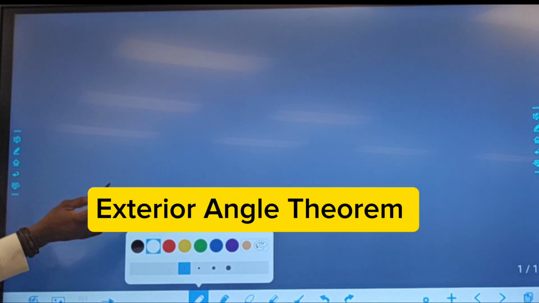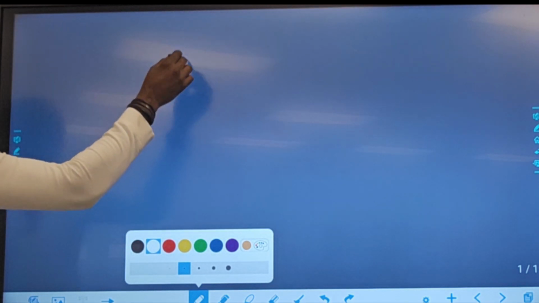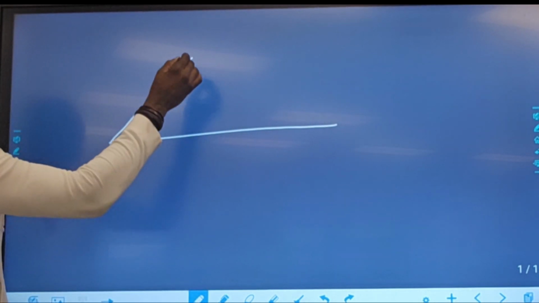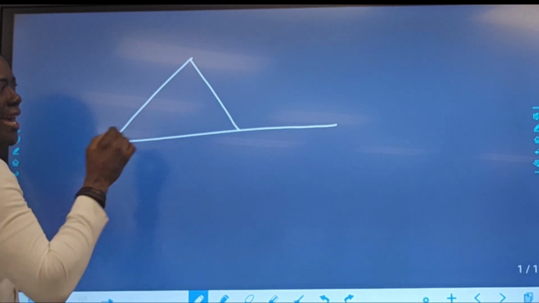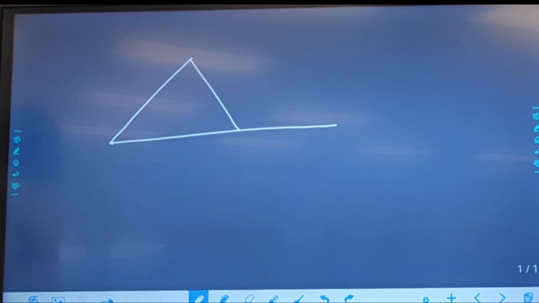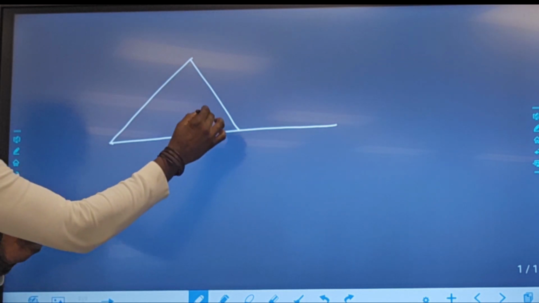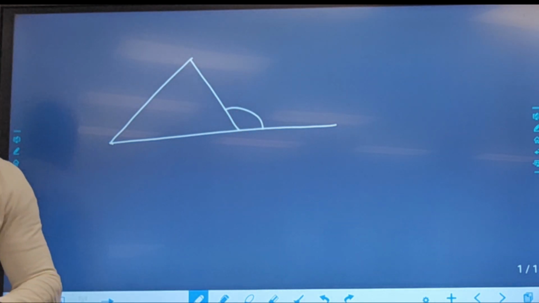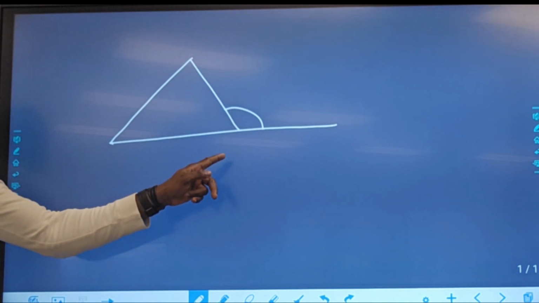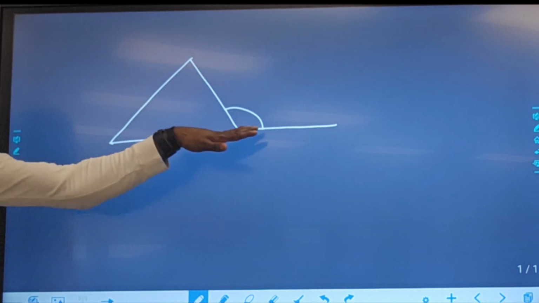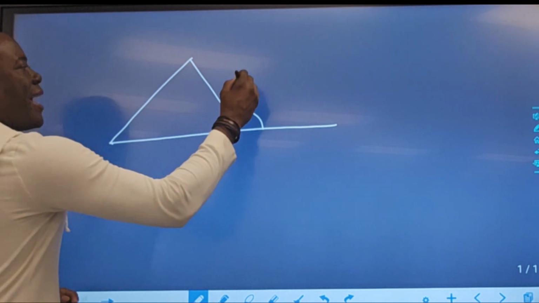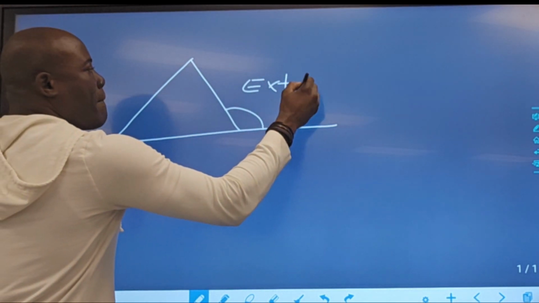The exterior angle theorem suggests that if I have a triangle where I extend one of the sides, so you can see I extend this side, I'm going to have an angle on the outside here. This is what we classified as an exterior angle, right? If you extend the side, that angle formed out there is my exterior angle.